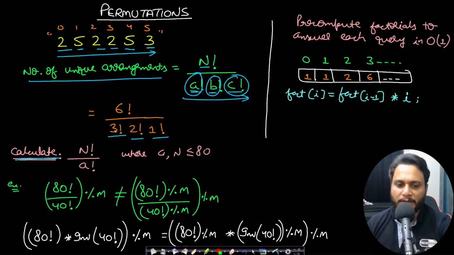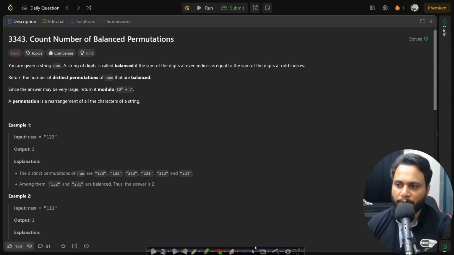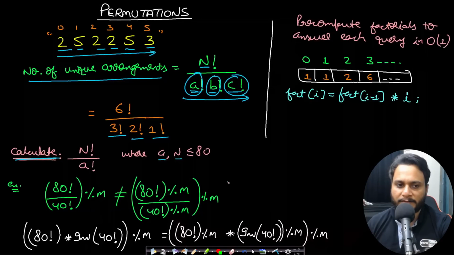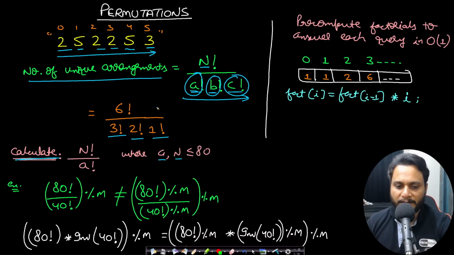So what we need to calculate is n factorial by a factorial, where a is the repetitions, and in this particular problem a and n are less than or equal to 80. If you remember the constraints, this num's length is less than or equal to 80, right? So 80 factorial is a very large number. It cannot be contained in a 64-bit integer, or even in an integer. That is why the problem already mentioned that we have to take mod of m so that we don't overflow.